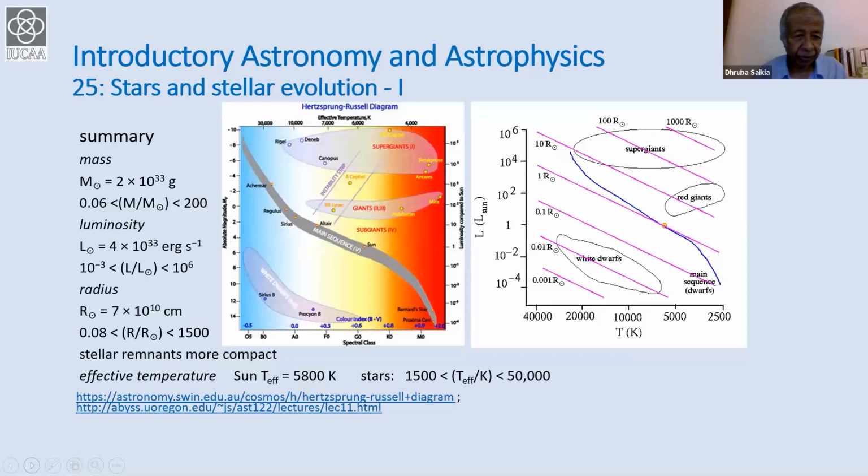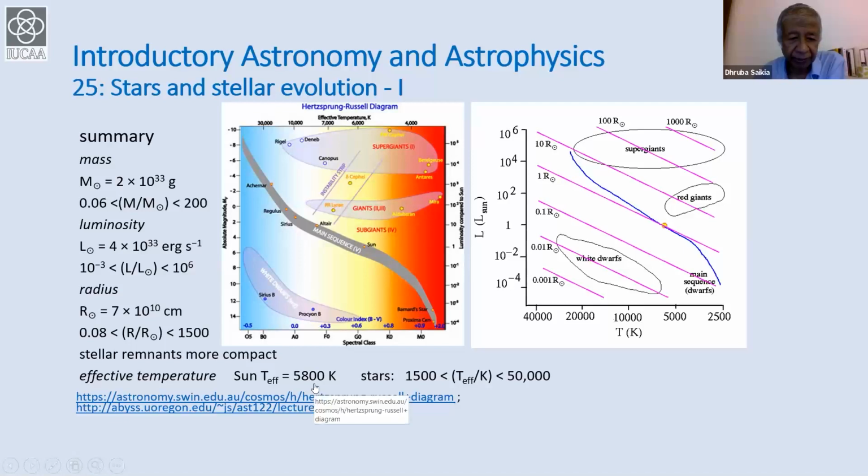Now, just to summarize what we have done so far, there are outliers, but I'm just giving you a broad summary of where most stars lie. On the top line is the mass of the star, in solar masses, and then the mass range over here: 0.06 or 0.07 to about 200, you can decide. Luminosity is from about 1,000 times less luminous to about 1,000,000 times more luminous. Radius, again in solar radii, is 0.08 times the radius of the sun to about 1,500 times the radius of the sun.